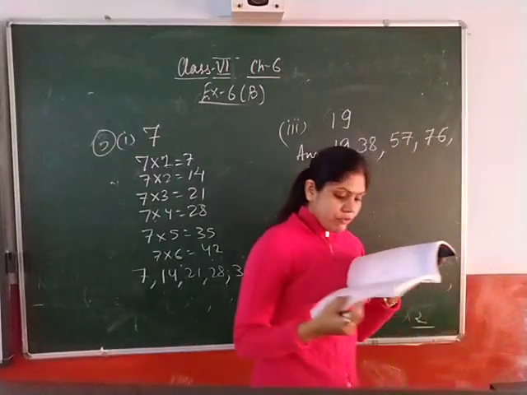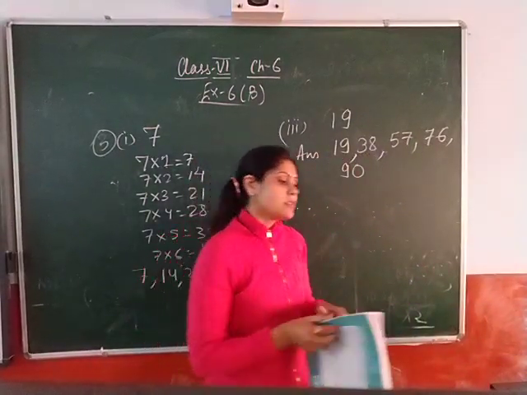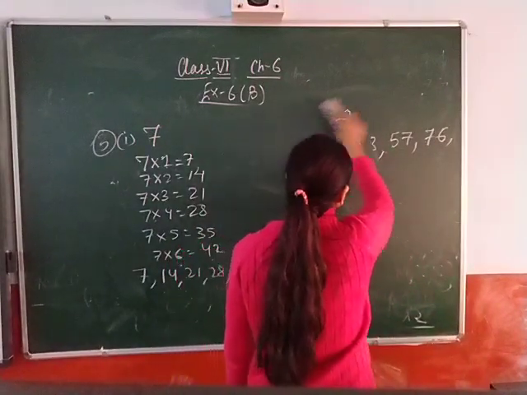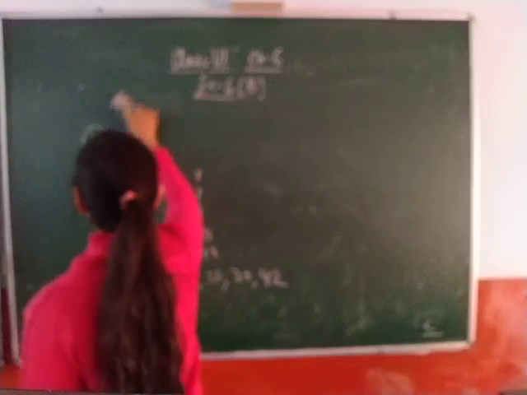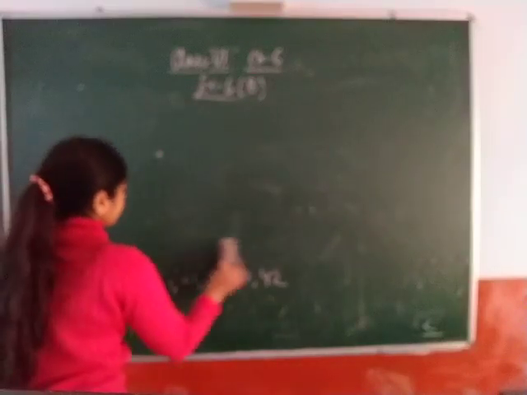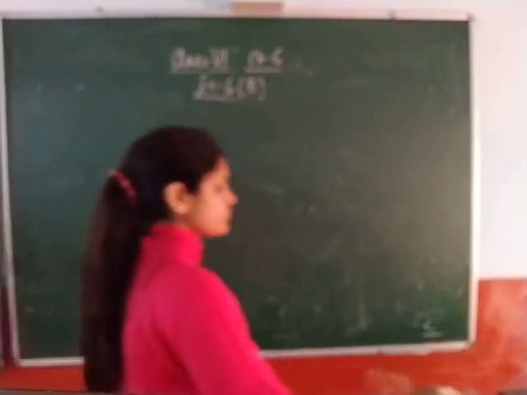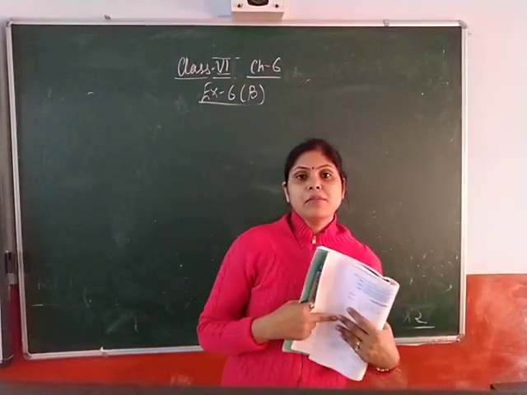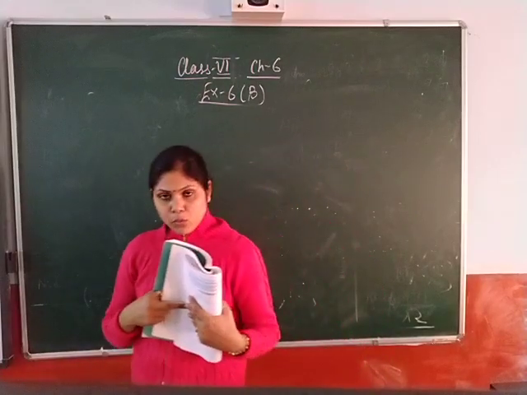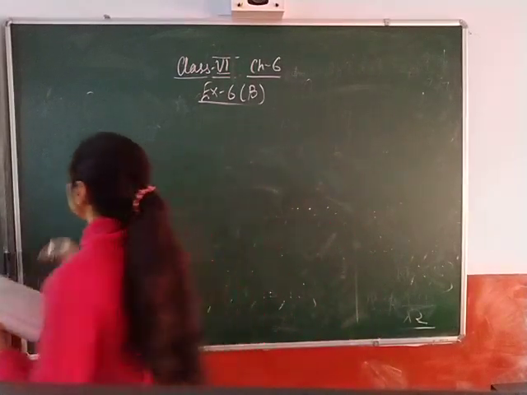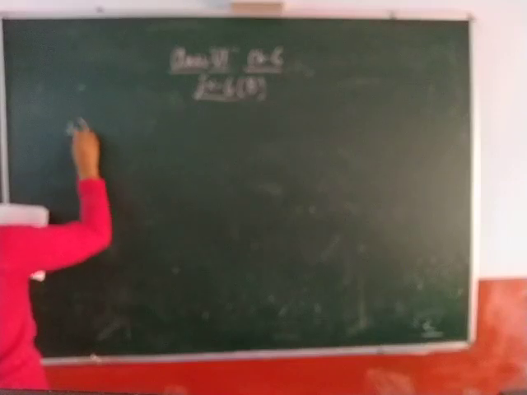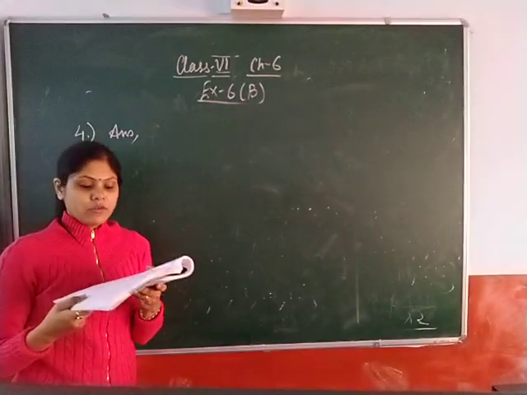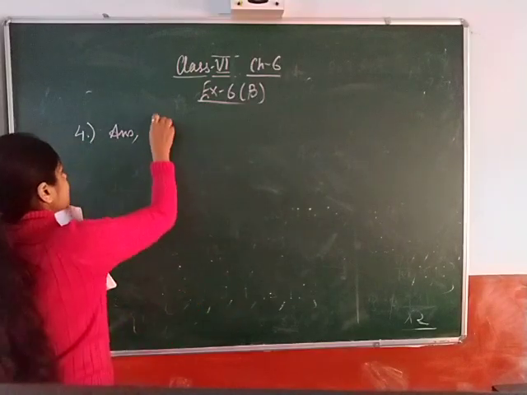Then, which of the following are prime numbers? As I explained to you, prime numbers are the numbers which are divisible only by 1 and the number itself. So what will be the answer here? Fourth one. 15 is divisible by 3 also, 5 also and 1 also. So no. 19, yes, it is.